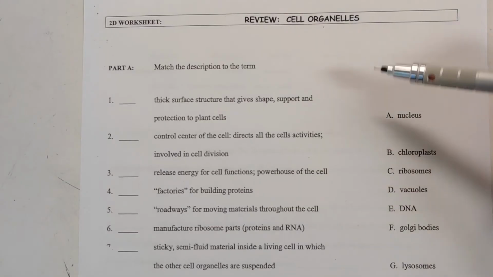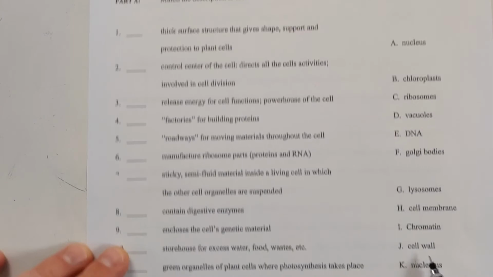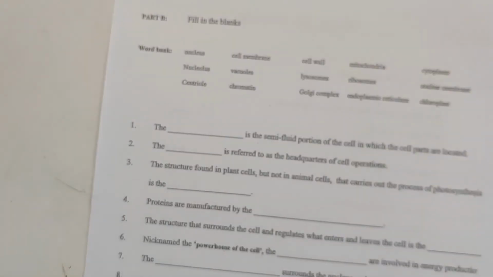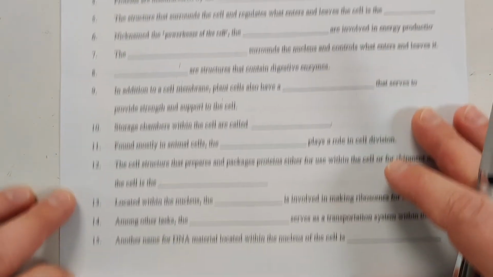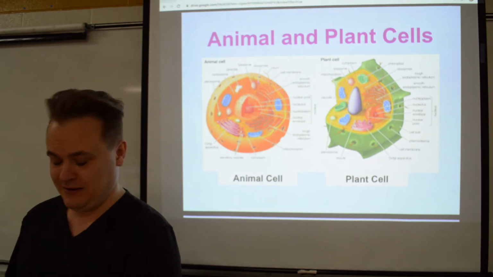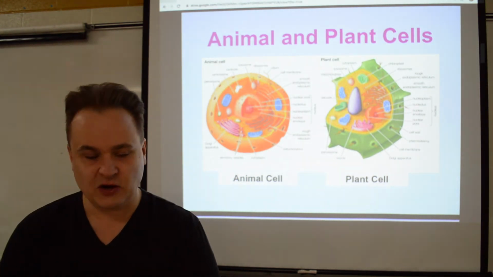And then, of course, you're going to have a nice matching assignment. And you're going to have a fill in the blanks. And you have a word bank for the fill in the blanks. Lucky you. So this is something new.